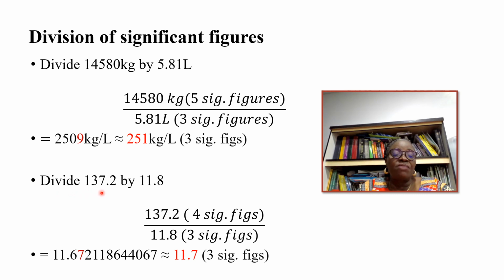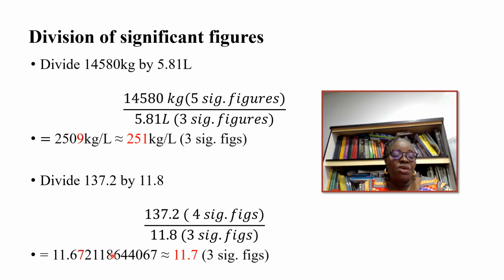Divide 137.2 by 11.8. We are dividing, but remember to know the significant figures. 137.2 has 4 significant figures. 11.8 has 3 significant figures. So your answer will always appear to the least number of significant figures when you divide. You have 11.6721186440067. That is too much.